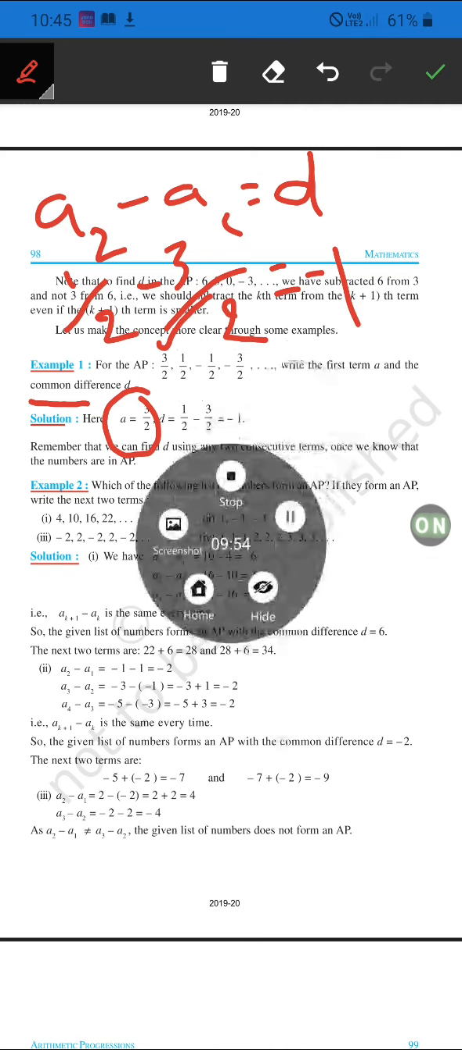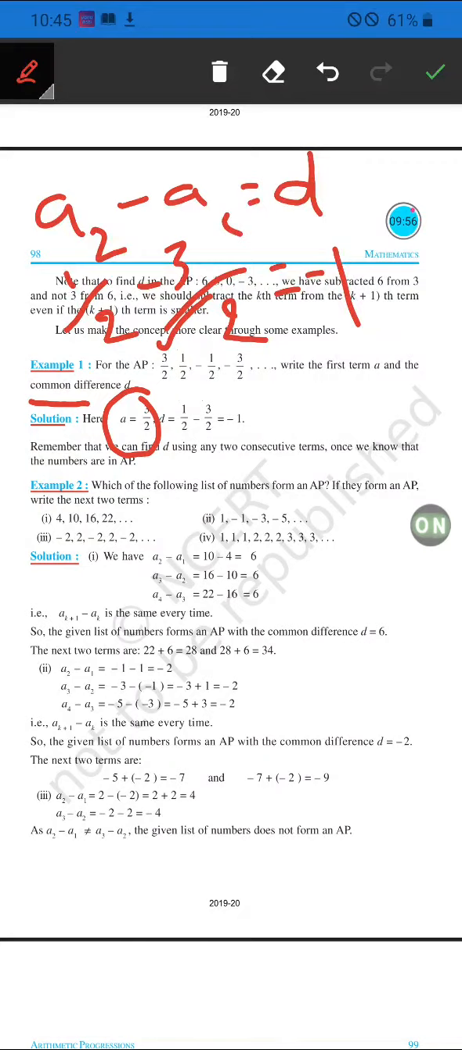Next, go through the second example. Which of the following lists of numbers form an AP? If they form an AP, write the next term. All 4 examples are given here. All the examples are not APs. We are just going to find out which are APs and which are not.